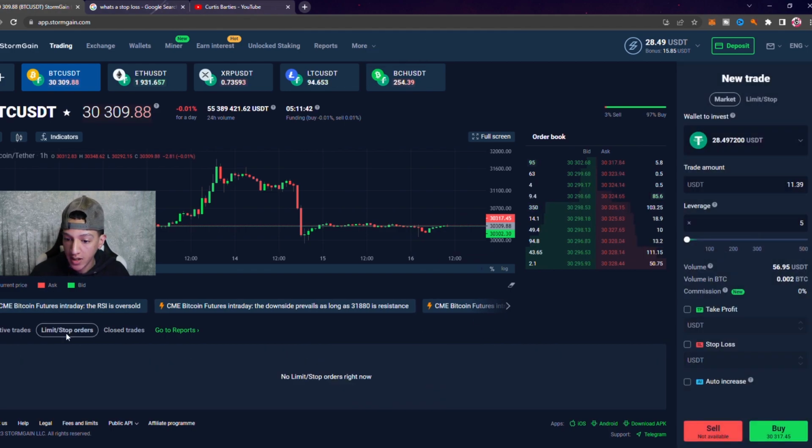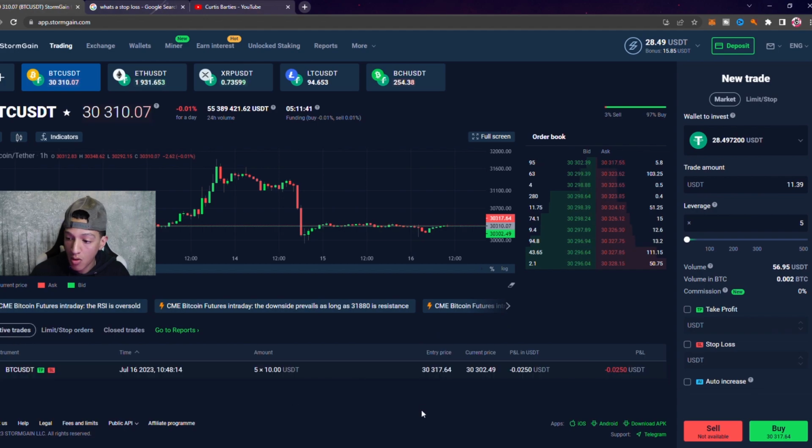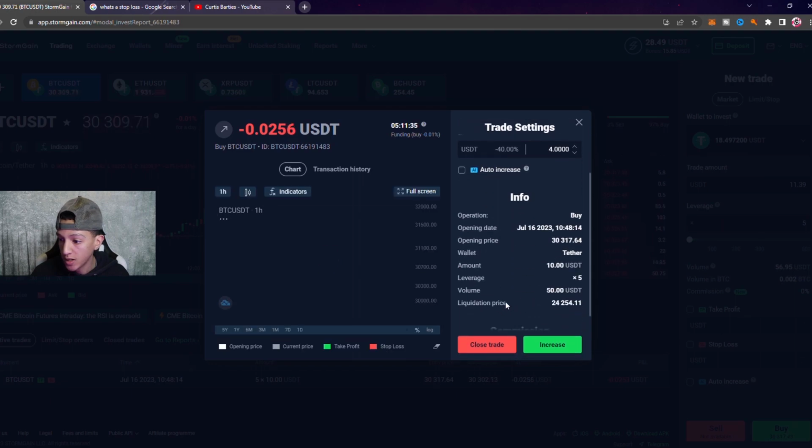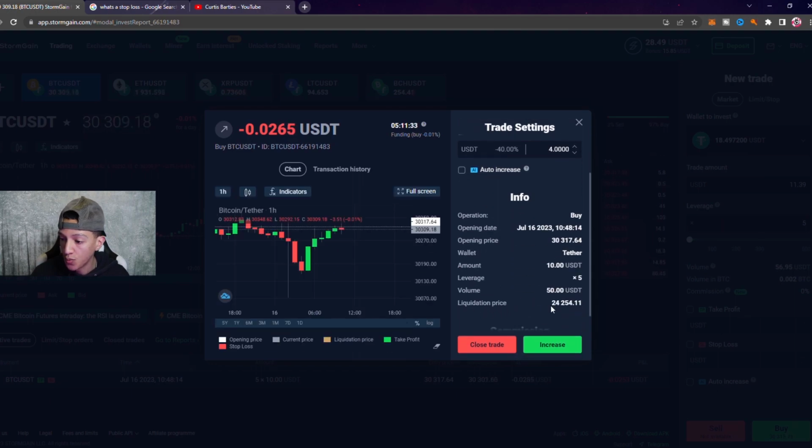As we can see, there is a trade price which I made at market value. You can see here's my opening trade. I'm just going to show you the liquidation price as previously mentioned. As we can see, there is a liquidation price of 24,000 USD. So if Bitcoin went to that point, I will get liquidated on this. So opening price is 30, Tether 10 USD, leverage of 5, and volume is 50. So I'm basically trading with 50 USD instead of 10 USD, but the liquidation price is the risk of that.